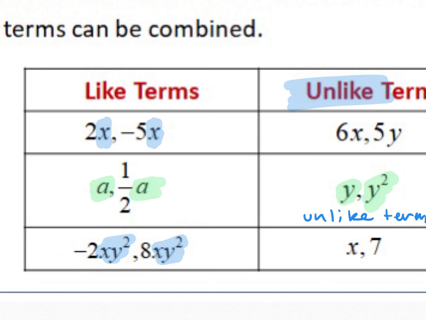It's like saying if I had 1 apple and 6 apples, how many apples total do I have? 7. If I had 1 apple and 4 bananas, how many apples total do I have? I can't add those two together because they're different fruits. So they're like different things. So we cannot combine unlike terms together.